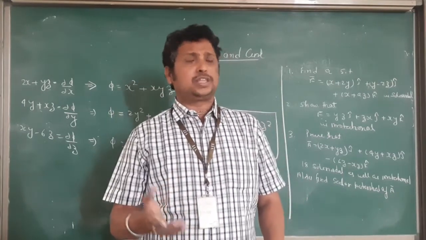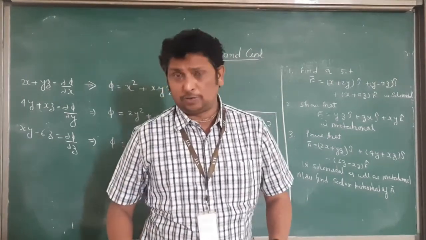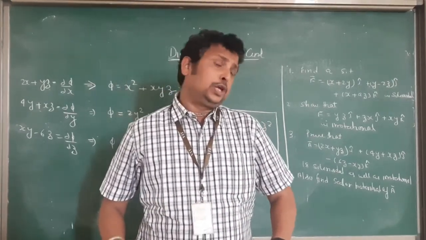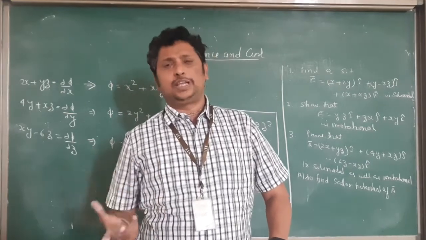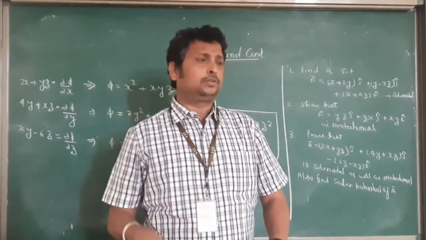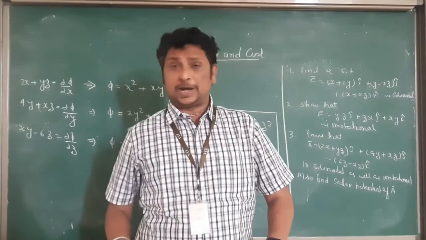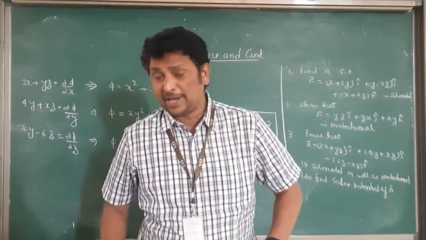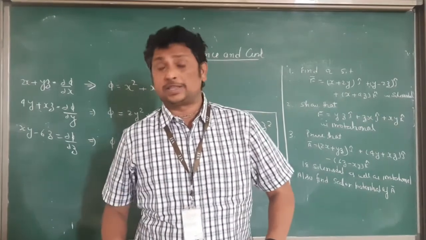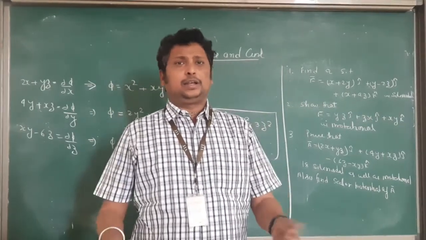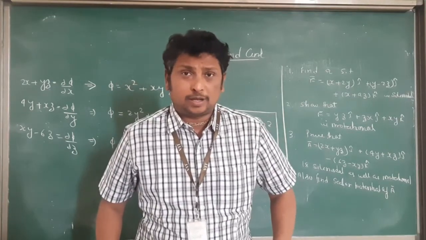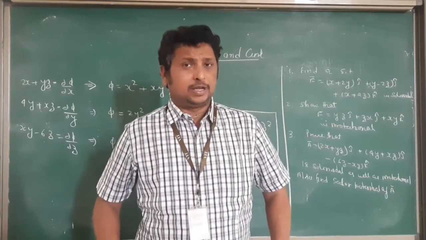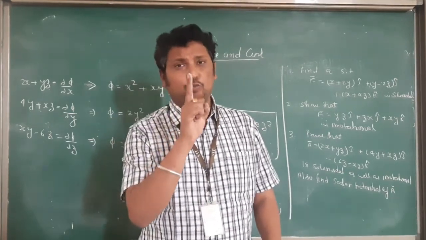For the potential function, just write del phi, the gradient of phi, and then equate it with the given f. Then you can easily get del phi over del x, del phi over del y, del phi over del z. Integrate del phi over del x with respect to x, del phi over del y partially with respect to y, and del phi over del z partially with respect to z. And then add all terms, but take care, don't write repeated factors. If something is repeated, write it only 1 time.